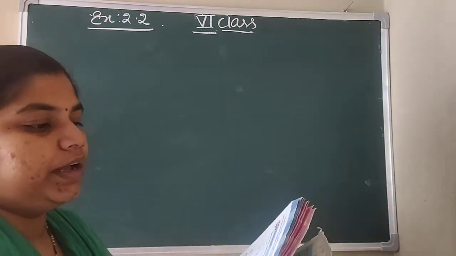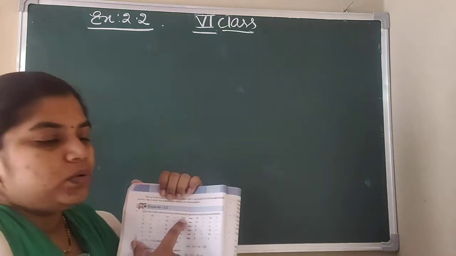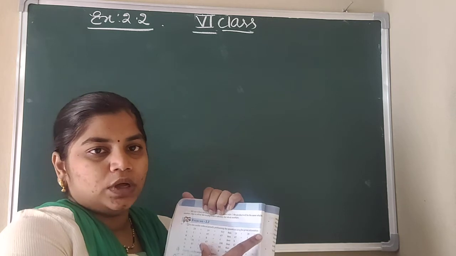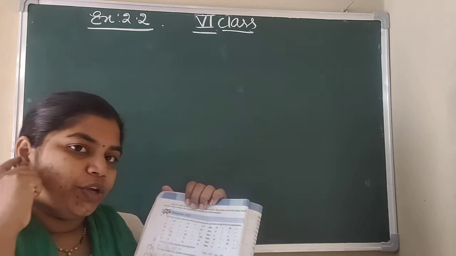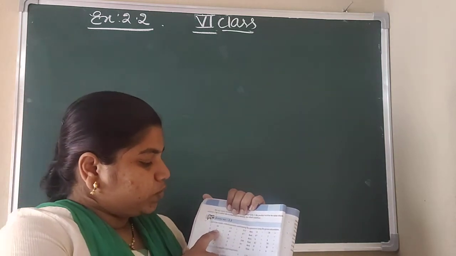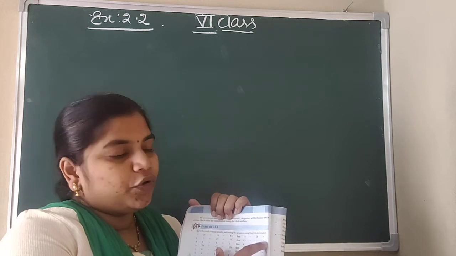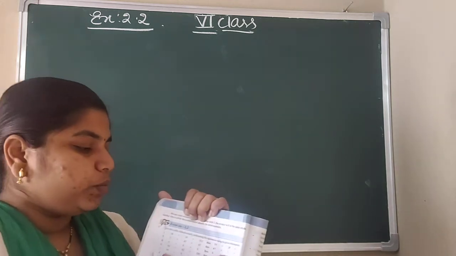They have given the first one, 28 into 19, which is 532. So 19 into 28 will also be equal to 532. Only the values have been reversed, so that is in the form of the commutative property. Next, 1 into 47 is 47, and 47 into 1 will be 47 again. Here the 1 is called the multiplicative identity.